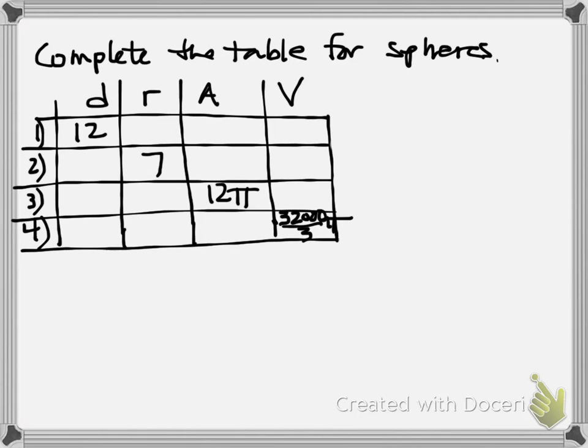Okay, so our job is to figure out for each one of these the missing pieces. So let's go to number 1. Super simple. If they give you D, you can figure out R. If they give you R, you can figure out D. That's pretty easy to go that direction. So if the diameter is 12, what's the radius? So it's half the diameter, and half of 12 gives you 6.